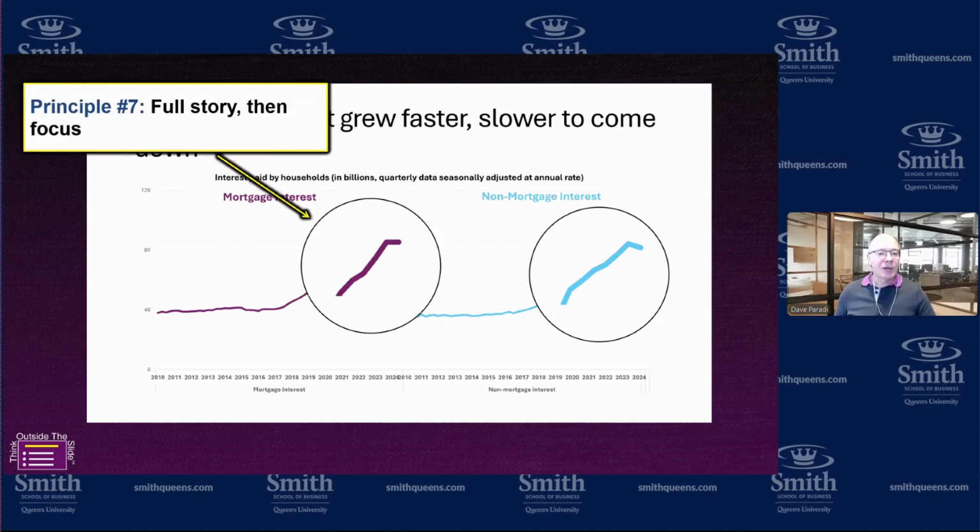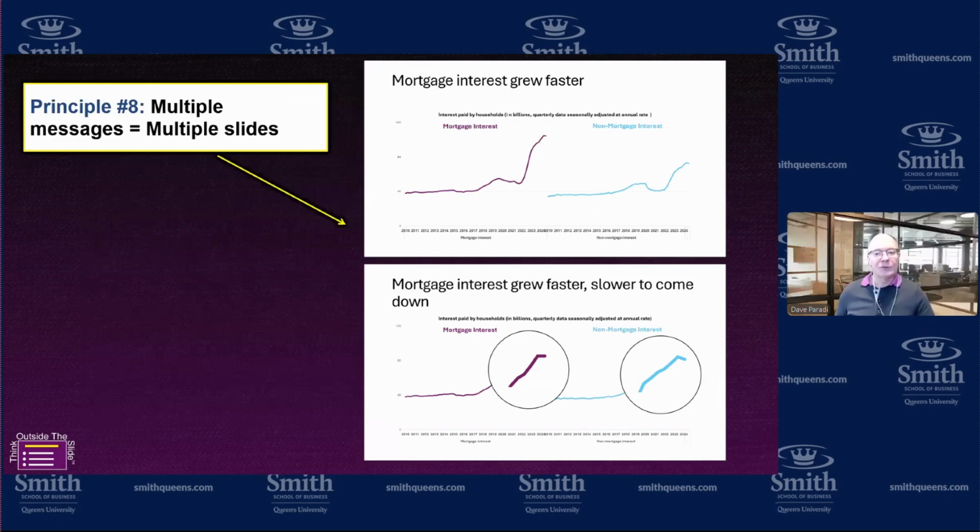And finally, principle number 8 is that if you have multiple messages, use multiple slides. I was very deliberate in breaking this down to 2 slides because I wanted to make sure that the 2 messages about the context being the overall first and the focus of the drop in the last quarter were separate, that I could talk about them separately.